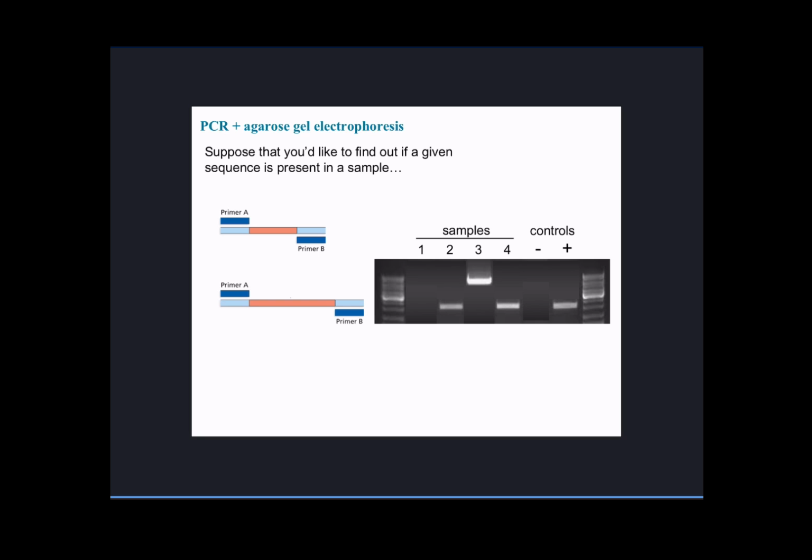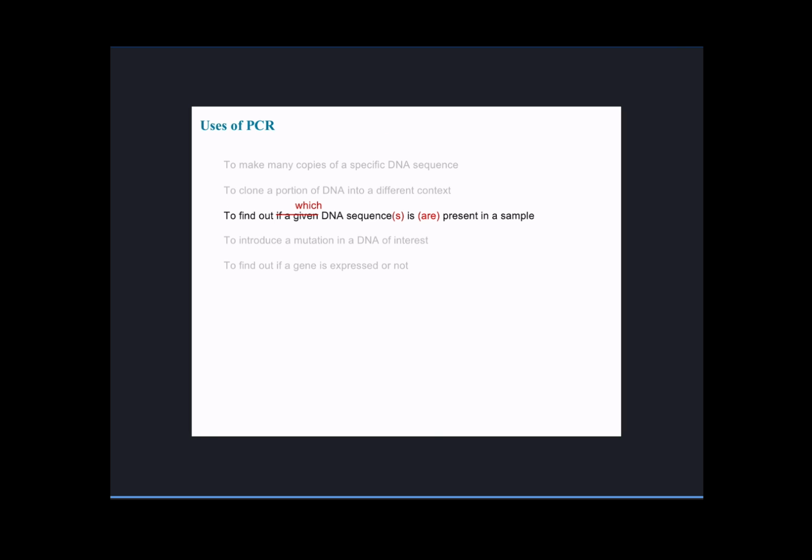The point is that you intended primers A and B to bind at specific locations, but sometimes you can't control what's between them. Because of that, not only can we use PCR coupled with gel electrophoresis to find out if a given sequence is present in a sample, but we can take it a step further and use it to find out which DNA sequence is present in a sample.